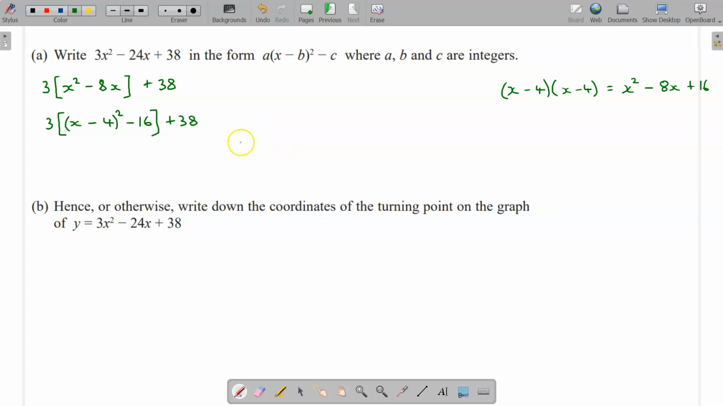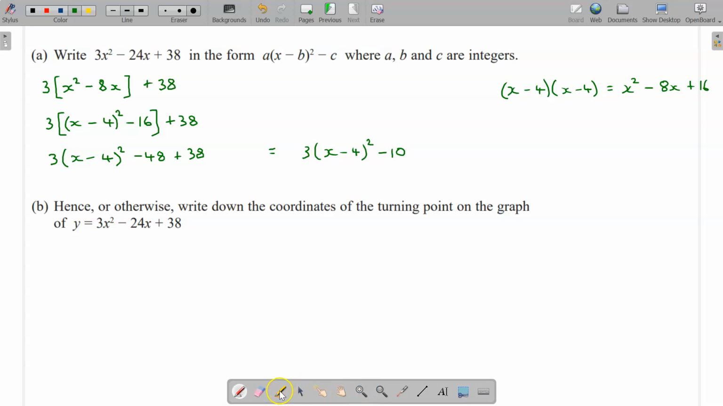Okay, now I can multiply out the square bracket. So I have 3 times x minus 4 all squared, minus 3 times 16, which is minus 48, plus the 38. Now I can combine those two terms at the end to give me the final answer, which is 3 lots of x minus 4 all squared minus 10.